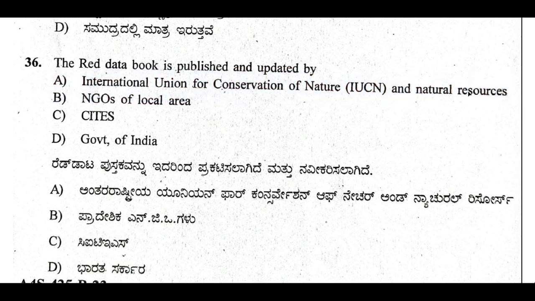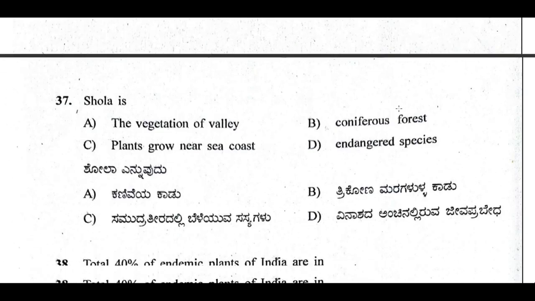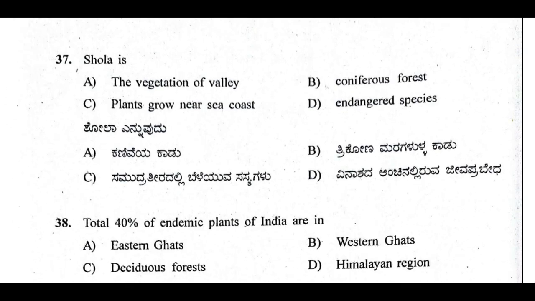Coming to question number 37, Shola is dash. Option A, the vegetation of valley. Option B, coniferous forest. Option C, plants that grow near the sea coast. Option D, endangered species. Which one is the right answer?